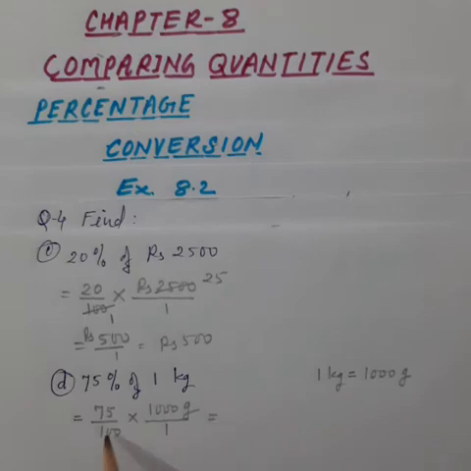Now 100 is a factor of 1000. So 100 ones are 100, 100 tens are 1000. Multiply numerators. 75 into 10 is 750. And 1 into 1 is 1. So we can write it as 750 grams, because we have converted here kilograms into grams.